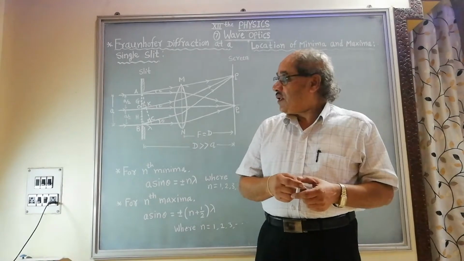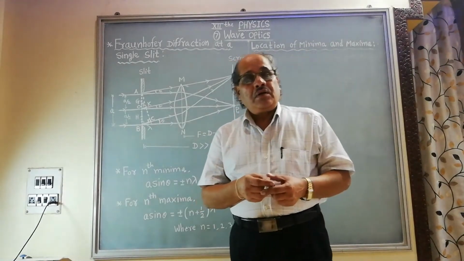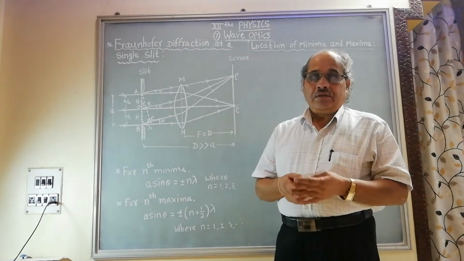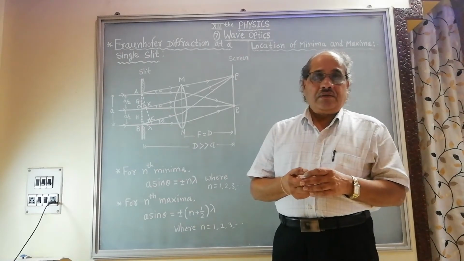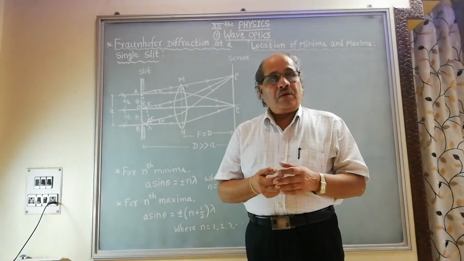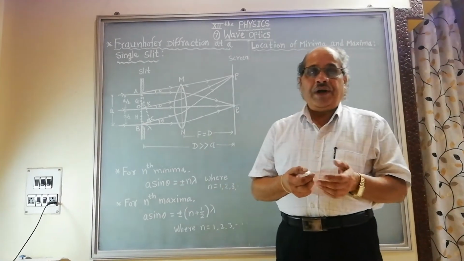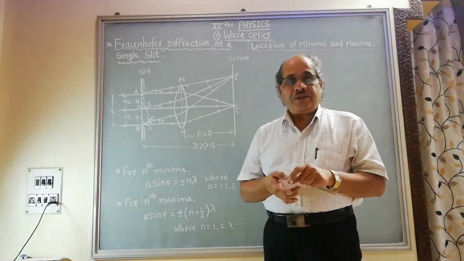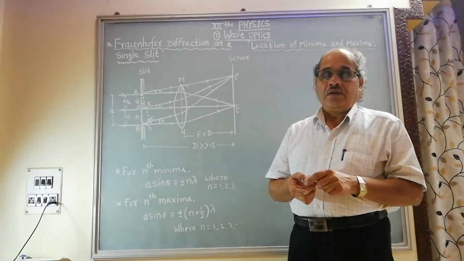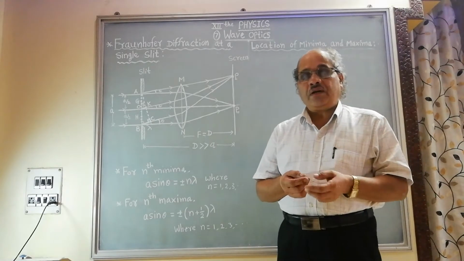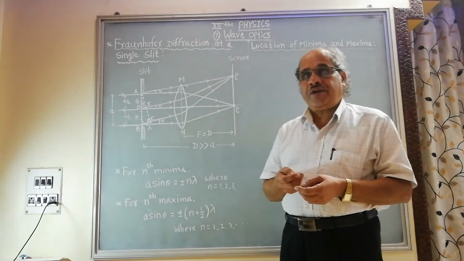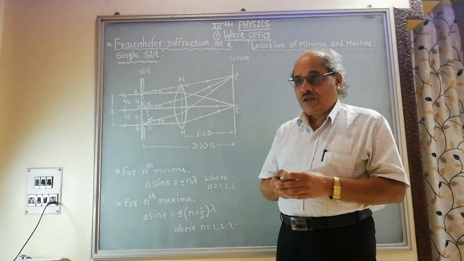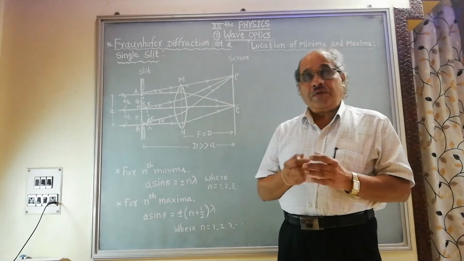Last time we studied the diffraction of light and we have defined diffraction: the phenomenon of bending of light near the edges or corners of the obstacle or slit and spreading into the region of geometrical shadow. So that is the diffraction of light.